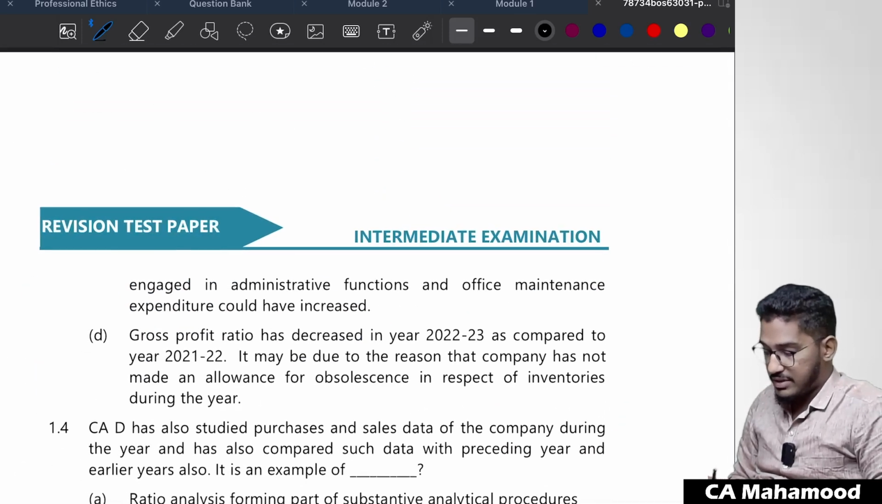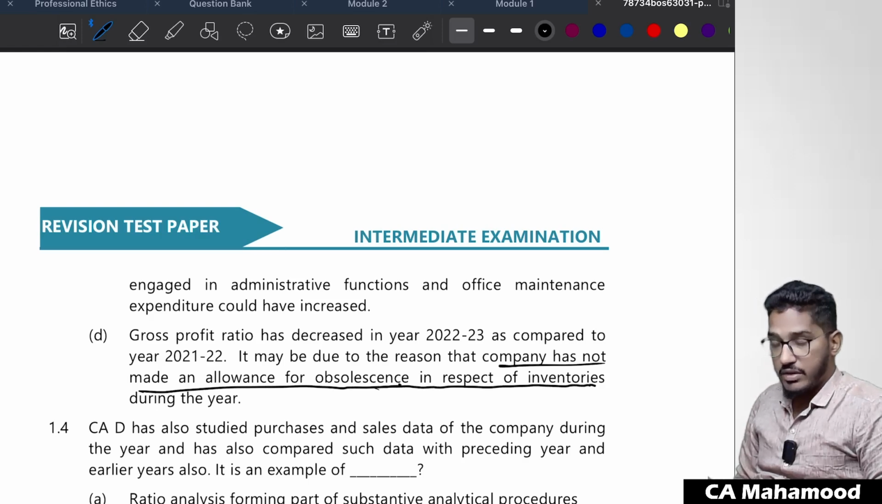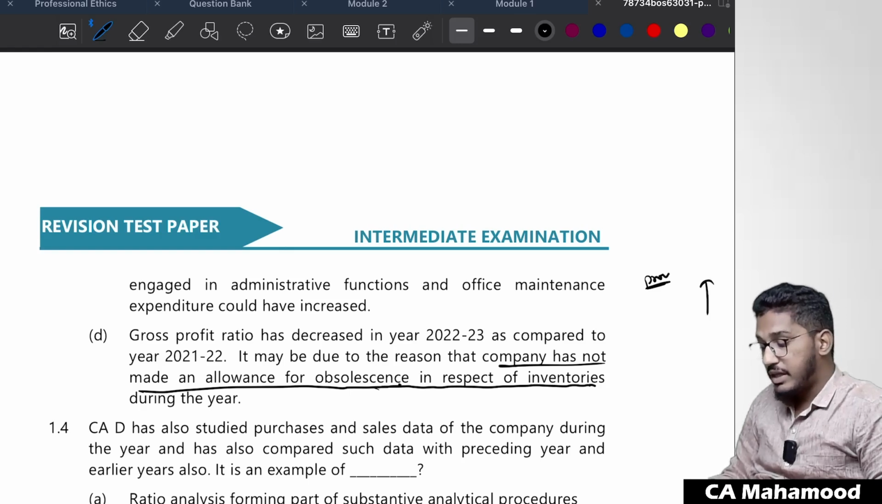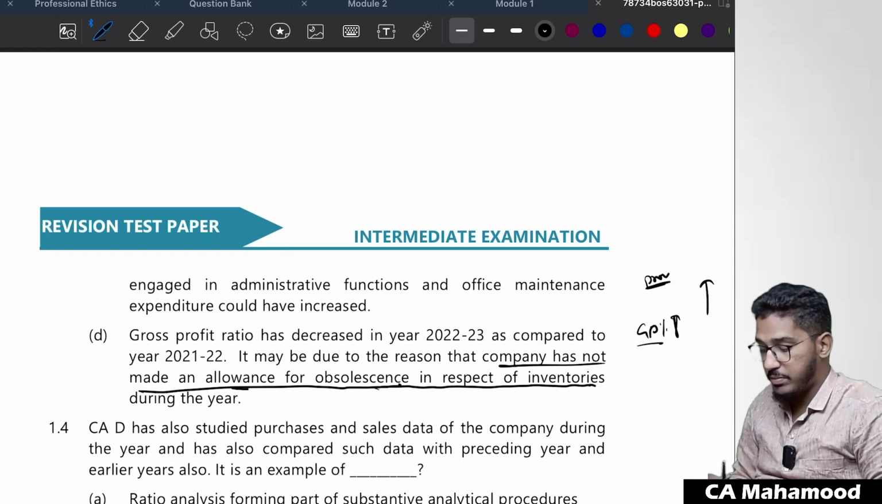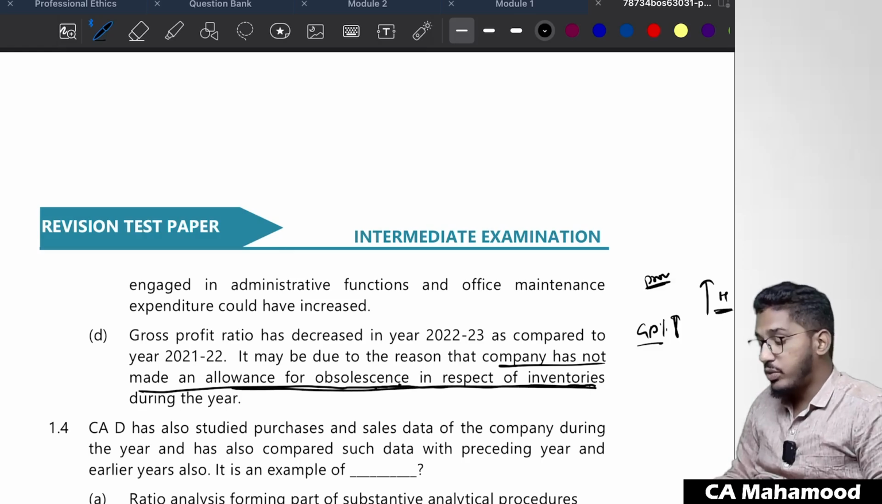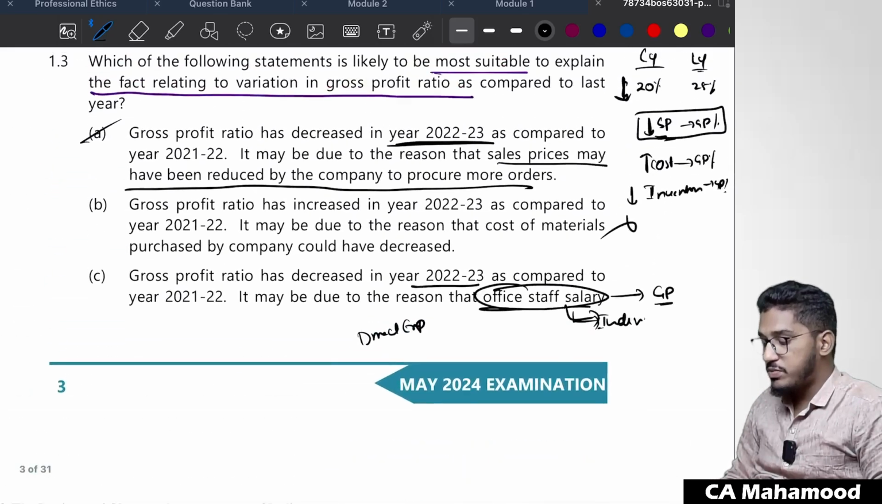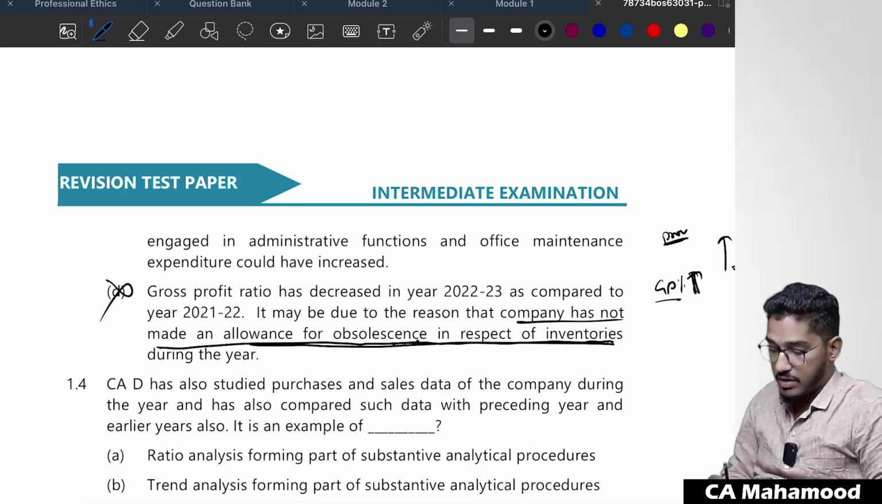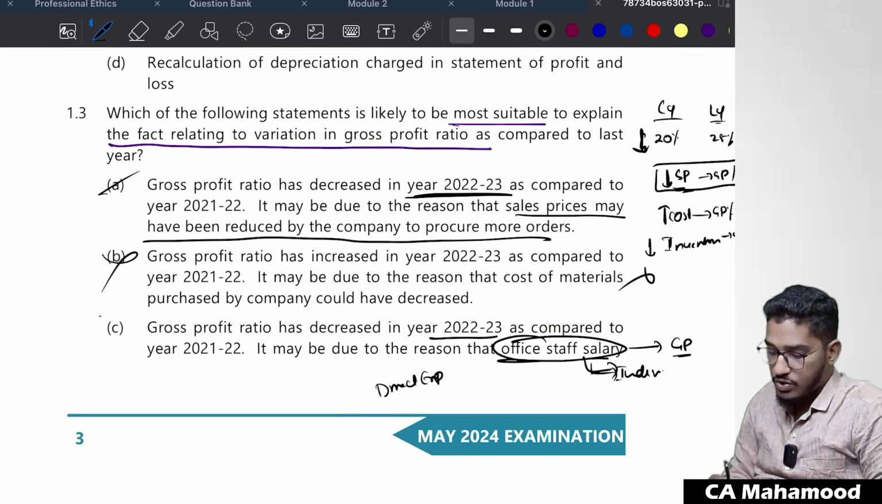Next, gross profit ratio has decreased in the year 2022-23 as compared to the year 21-22. It may be due to the reason that the company has not made an allowance for obsolescence in inventories. See, if the company did not make a provision for bad inventories, inventory value is higher. When inventory value is higher, gross profit percentage will increase. It will not decrease. But in the given case, gross profit decreased. So even this option doesn't sound apt here. So what is the only option which is correct? Option A is the correct option here.